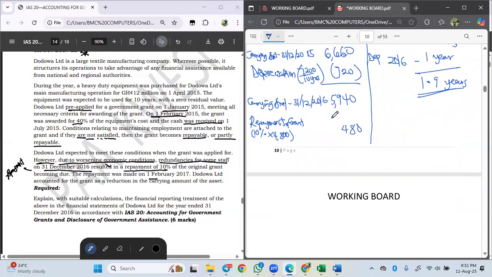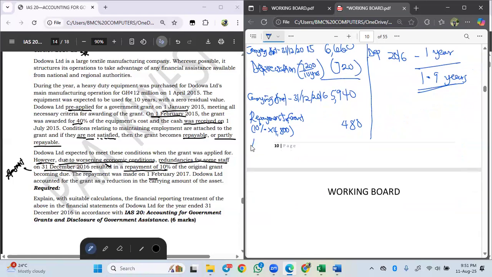So additional depreciation, this is how you're going to calculate it. It is the repayment amount, the 480, over the useful life of the asset. It was 10 years.